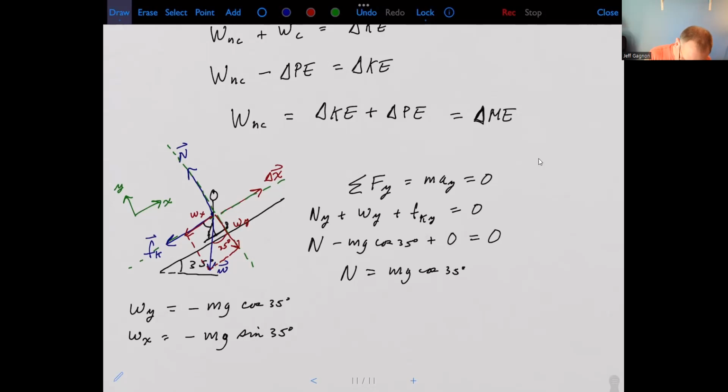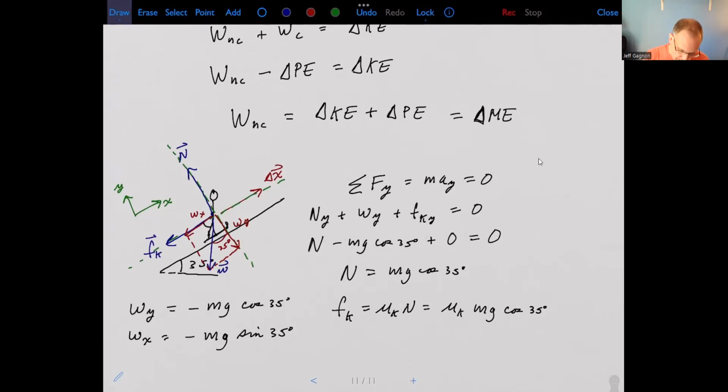And we know that the kinetic frictional force is mu_k times N. So this will be mu_k times mg cosine of 35 degrees. Okay, so that's the magnitude of that frictional force.